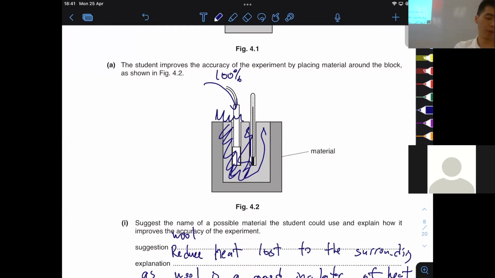You put the material on top. This will prevent convection heat loss, right? Because heat goes upwards, if you put it on top, it's the same thing like when you cook Maggi mee, you put the lid on, right?